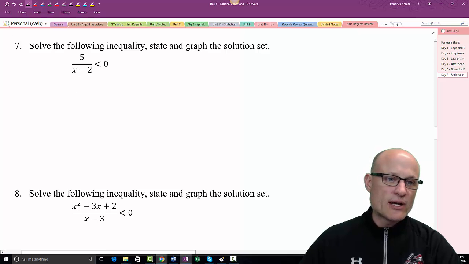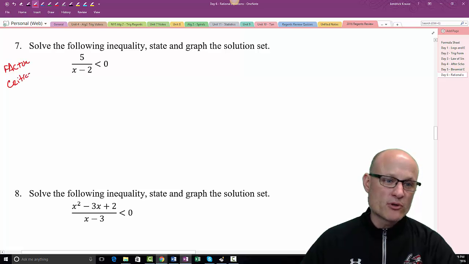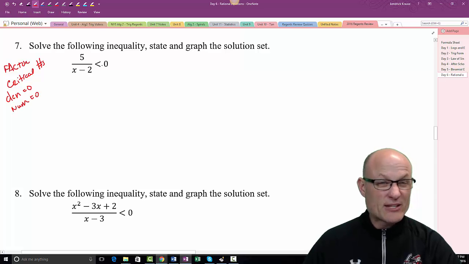So here's what your steps are. You're going to factor it, if you can, this one we can't. And look for critical numbers. Now, critical numbers, if you remember, are what make the denominator equal 0 or the numerator equal to 0. Those are the things we're looking for. Well, in this case, I can only make the denominator equal to 0.